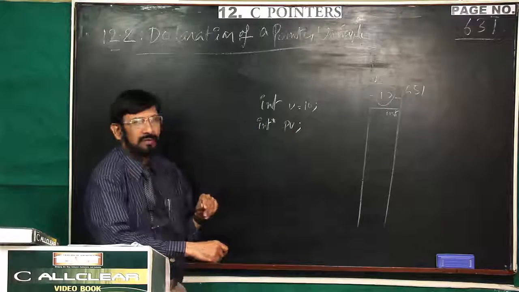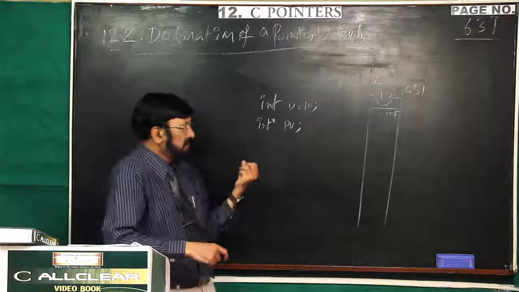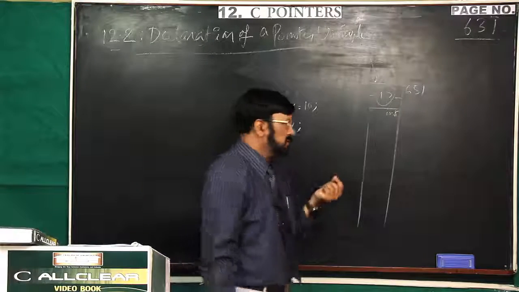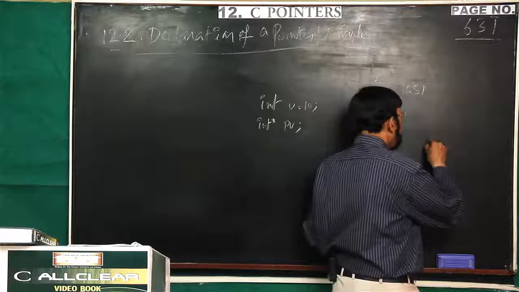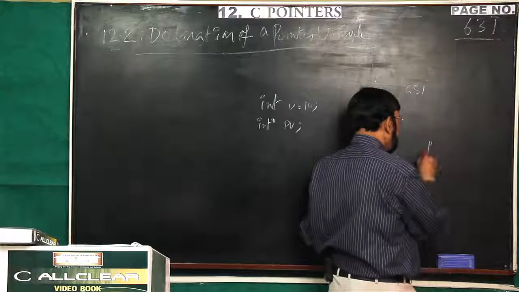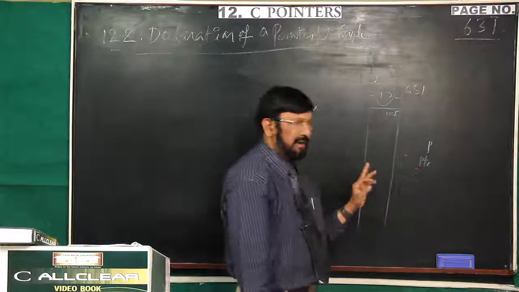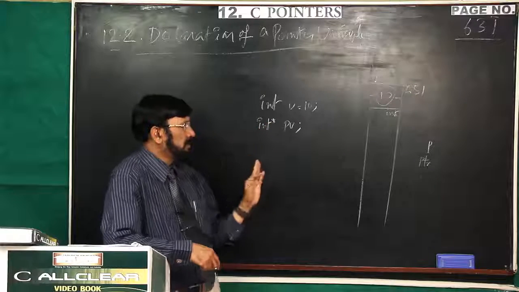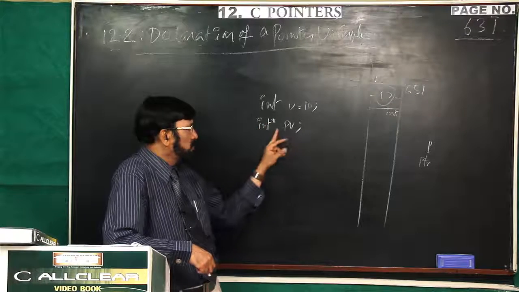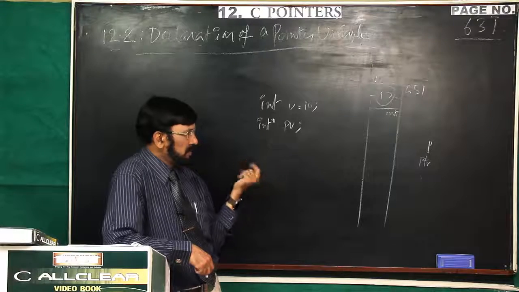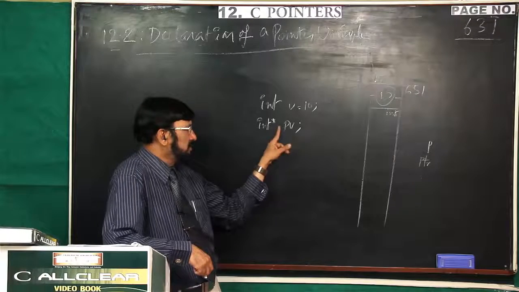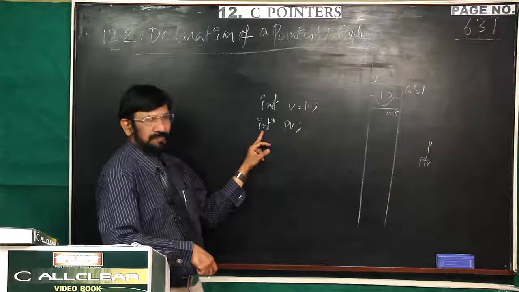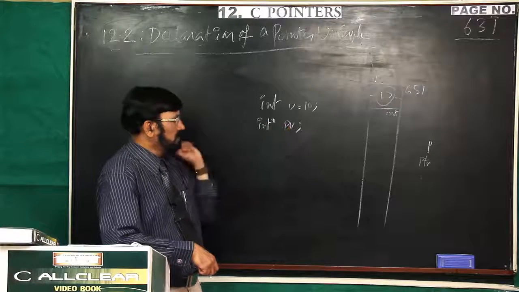Here also one more point. For the sake of identification, as a matter of convention, pointer variable names start with P, or PTR. P or PTR tells that it is a pointer variable. In this book, I am using P. If you want, you can use PTR also, but PTR is a little lengthy. That's why we are using P. Now, it is a pointer variable of integer type, integer type pointer variable PV.